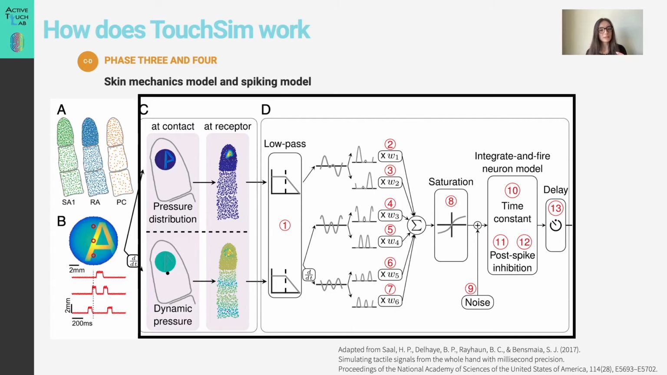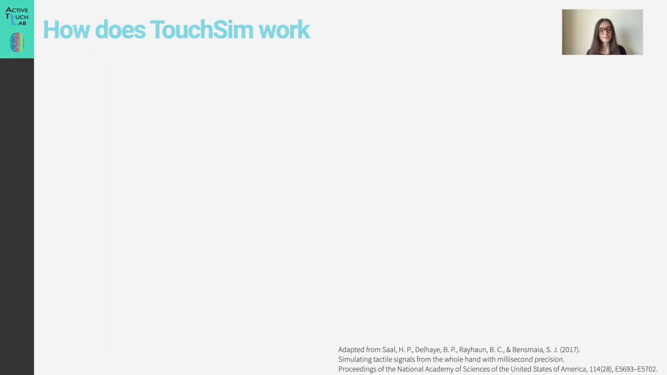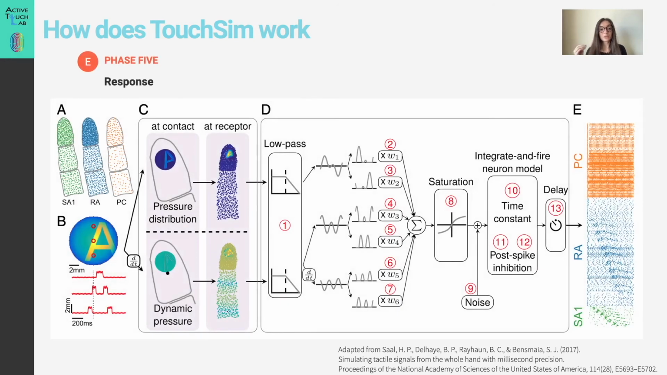To fit these parameters and also to validate this model, peripheral spiking data from monkeys were used. These spiking data were obtained in response to a wide range of stimuli. Finally, the output of the model is the spike train of each afferent in the population in response to the stimulus applied. The match between simulated and measured response was found to be nearly perfect, down to the millisecond spike timing. And that's why I can say that TouchSim is a really powerful tool.